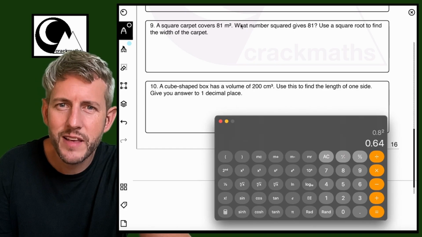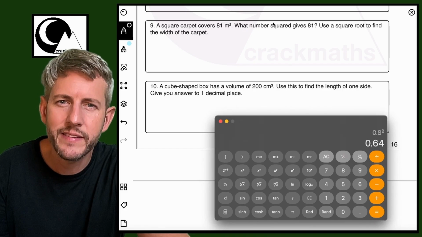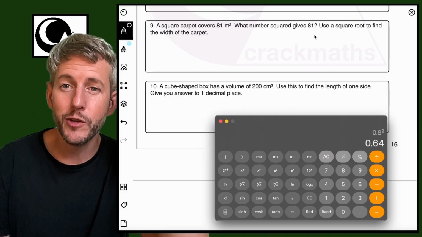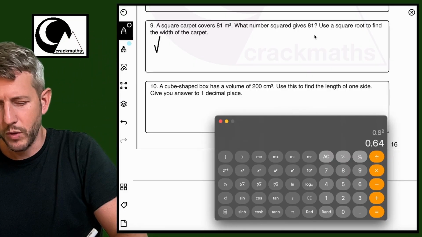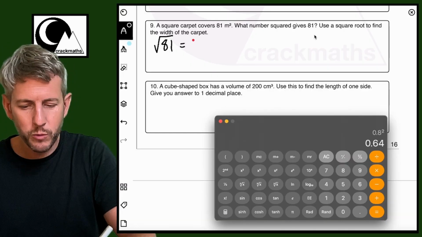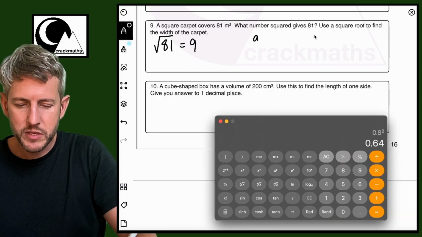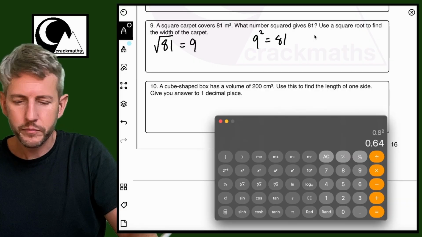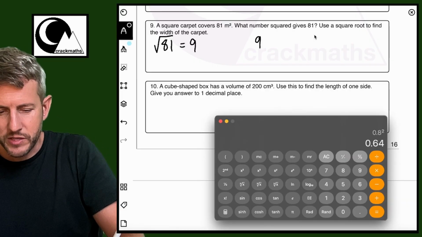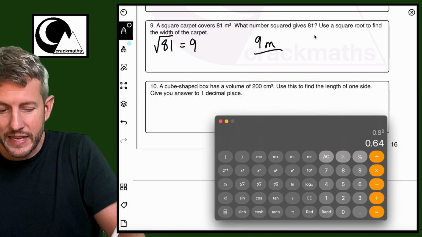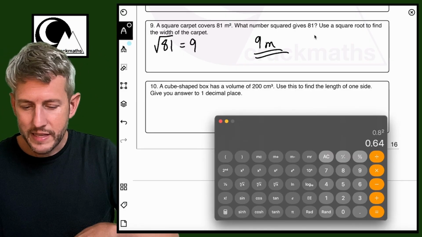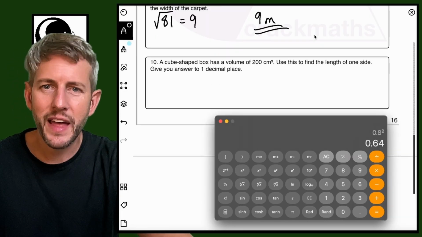Question 9 says, square carpet covers 81 meters squared. What number squared gives us 81? Use the square root to find out. So they're asking, what is the square root of 81? You might know this by now. The square root of 81 is 9, because 9 squared equals 81. But let me not write this bit down because that's confusing. The answer to this question is very clearly 9, and it's meters. Right, so let's have a look at question 10, and then that takes us to the end.